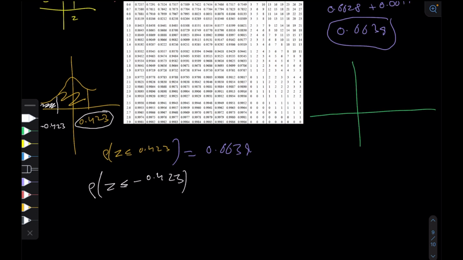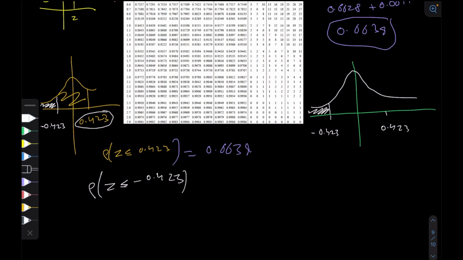Right, so if I look at my curve, I already drew it here. I know what the area up to 0.423 is, and I need to find out what the area up to negative 0.423 is. In short, I need to find this area.